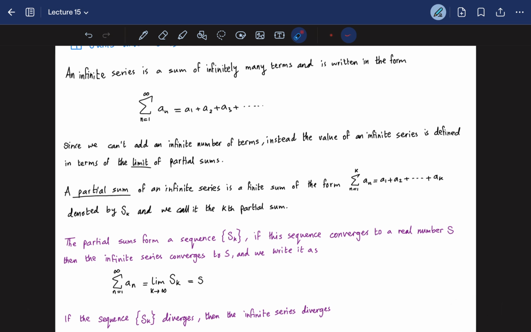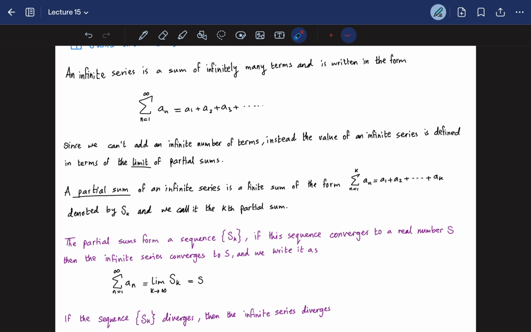So a partial sum of an infinite series is a finite sum of the same form of my series. So I'll take a finite number of terms. So we denote it by S of k. So here you take the same formula for your terms, but you stop at a certain number. So this partial sum is called the kth partial sum.